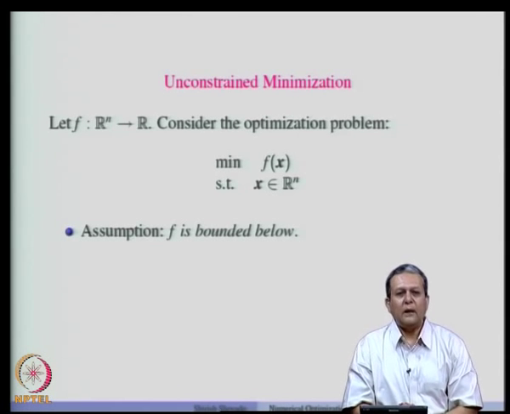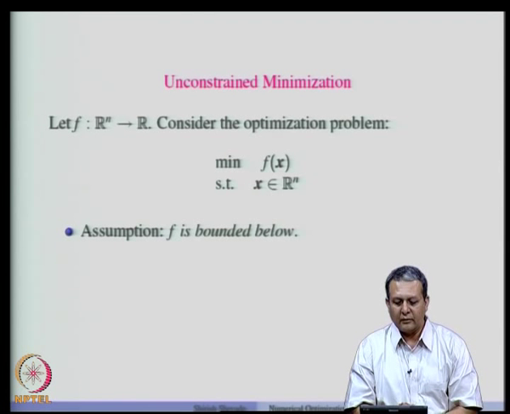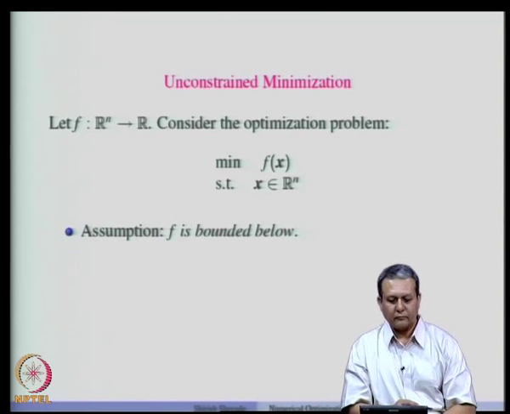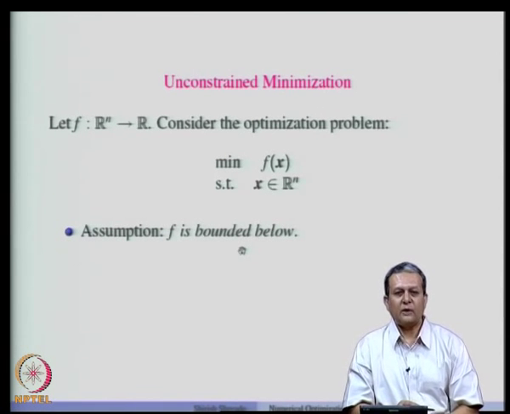One of the assumptions that we make throughout these lectures on unconstrained minimization is that the function is bounded below. The function that we are trying to minimize is bounded below. This is a reasonable assumption, because we have no interest in minimizing a function which is not bounded below. So, we will use this assumption throughout our discussion on unconstrained minimization.